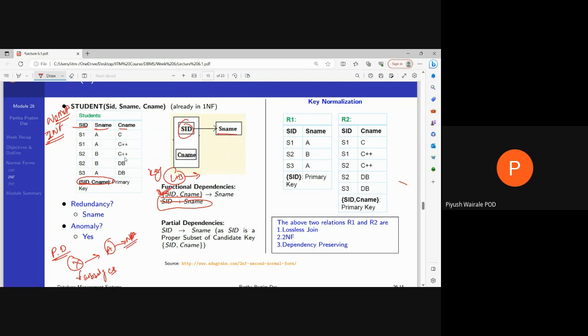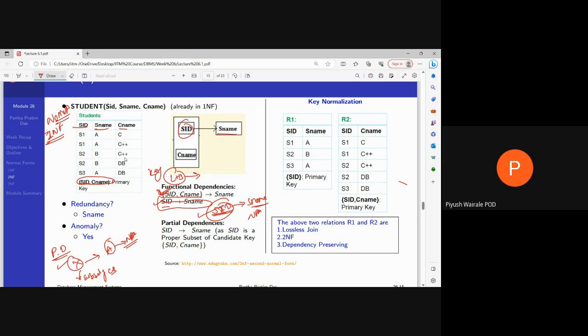So here you can see SID determines S name. Our candidate key is SID and CNAME, right? Now this SID is a part of the candidate key, right? So it is violating my 2NF condition because SNAME is a non-prime attribute here. So this condition is getting satisfied, which means it is a partial dependency, right? So here partial dependency exists. That's why we need to decompose this table, in order to avoid the partial dependency.